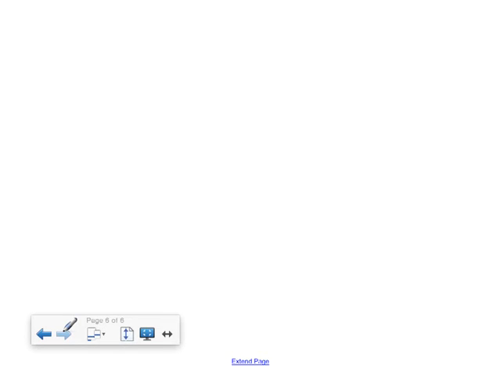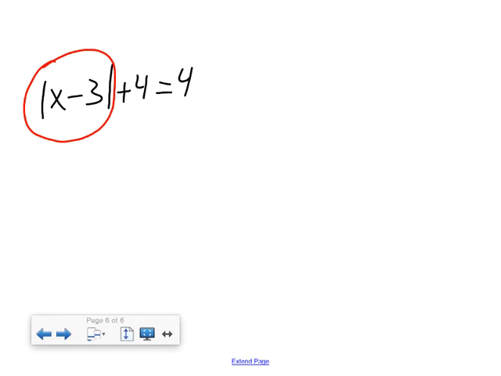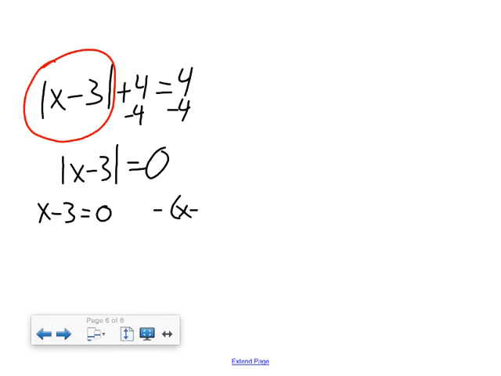All right, so another example here. This time we have the absolute value of x minus 3 plus 4 equals 4. Okay, so first thing I want to do is get that absolute value piece by itself. So this right here. So I'm going to subtract 4. So I have the absolute value of x minus 3 equals 0. So x minus 3 equals 0, and the opposite of x minus 3 equals 0. So on the left, we have x equals 3 when we add 3 to each side.